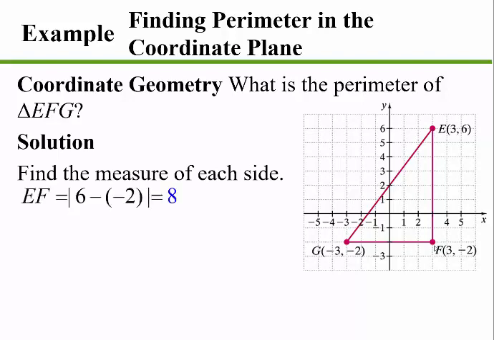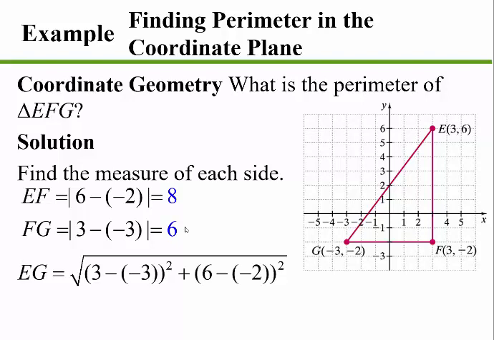So for EF, you're going to find the difference between up here, 6 minus negative 2. And then you take its absolute value because it's a distance. So 6 minus negative 2 becomes plus, so its absolute value is 8. Same thing over here. Because over here we use the y values, for FG we use the x values. So it's going to go from 3 to negative 3, so 3 minus negative 3, or 3 plus 3, is 6.